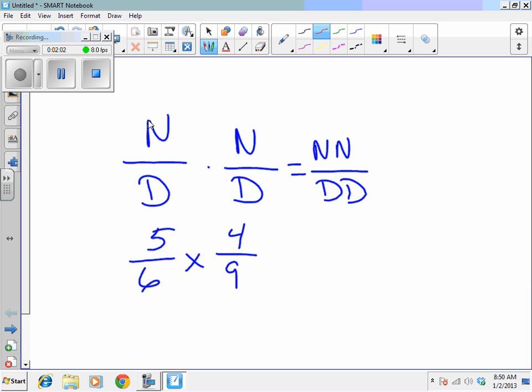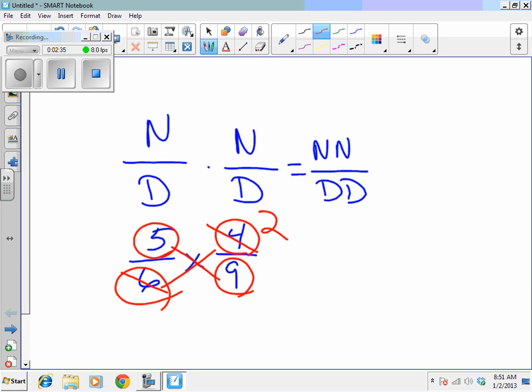And the way we do that is we look at the numerator and the denominator at opposite ends. So we look at these two and these two, and we look to see if there are any common factors, the greatest common factor between the two. Now, there is no greatest common factor between 5 and 9, but there is between 4 and 6, which is 2. So how many times does 2 go into 4? 2. And how many times does 2 go into 6? 3. And now I can multiply this way.